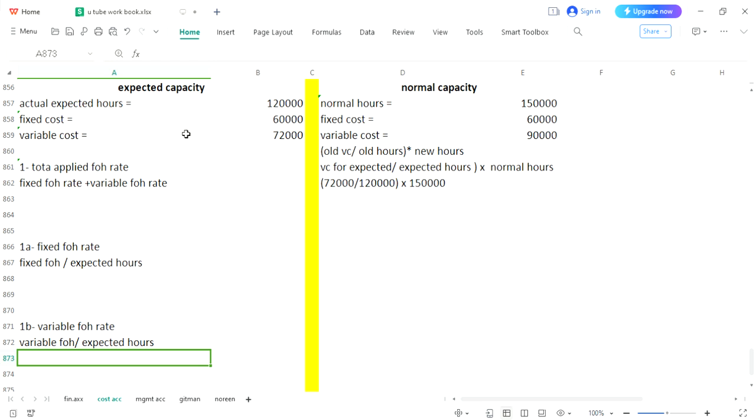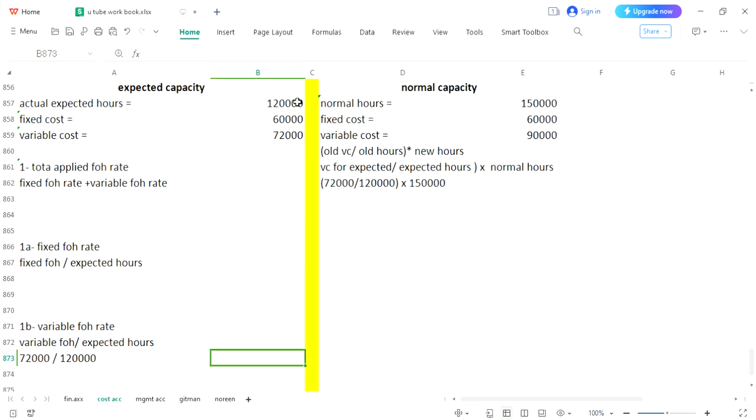Come over here. Everything has been established, organized and kept in a proper way. Variable cost is 72,000, and that would be divided by expected hours. Expected hours are over here, 1,20,000. So you can put it over here. Statement completed, put it on your calculator. 72,000 divided by 1,20,000. So we have got the first rate, which we have calculated as 0.6.